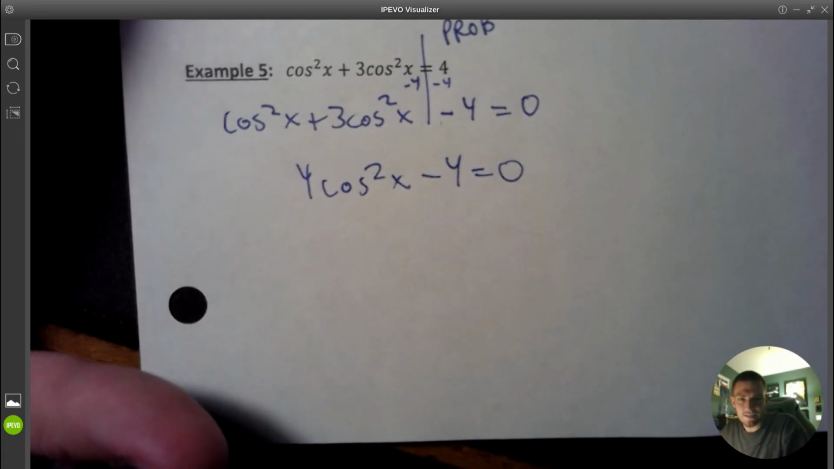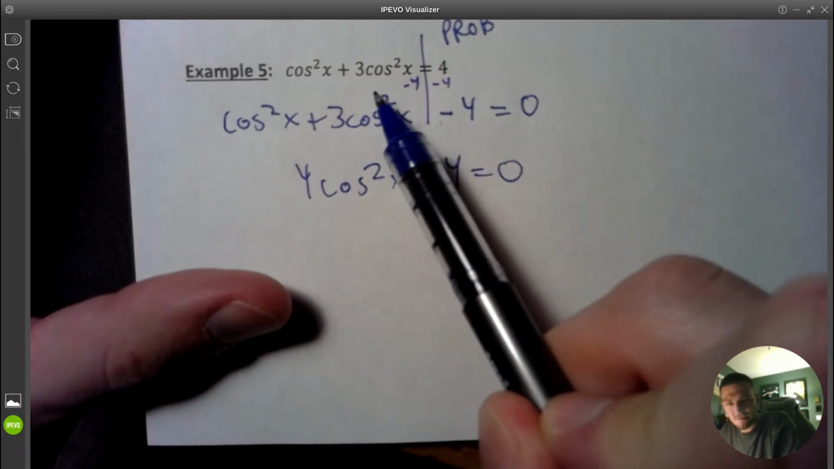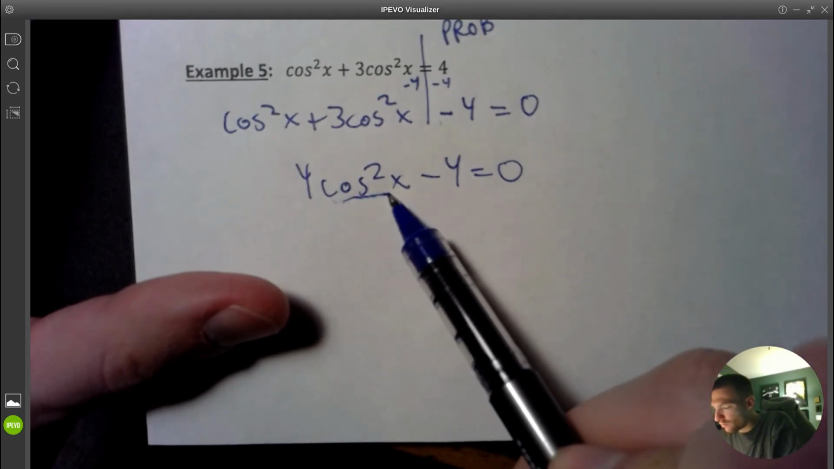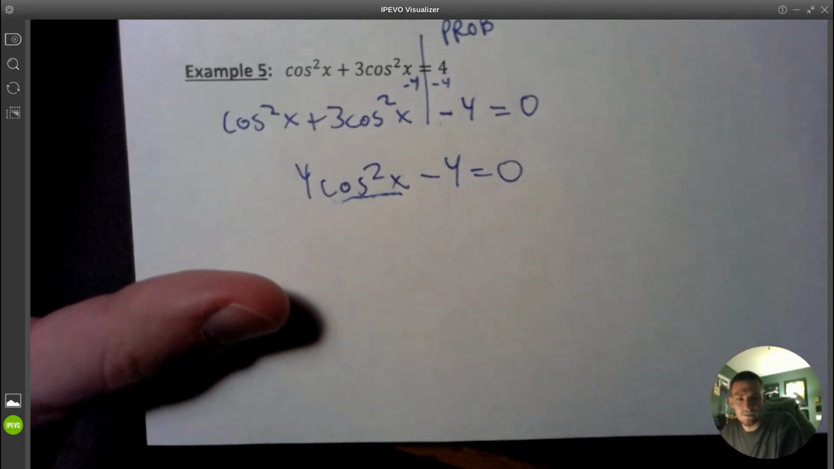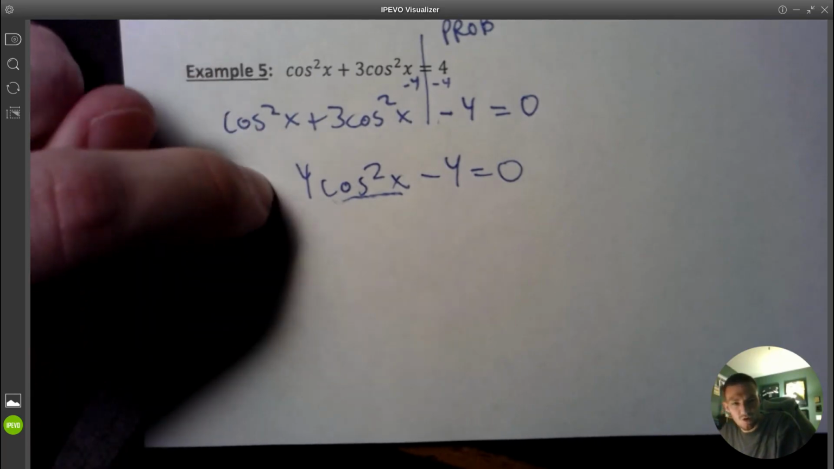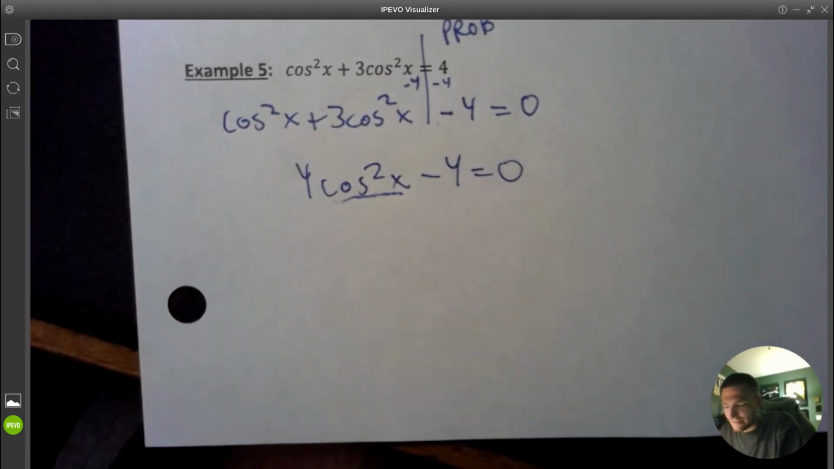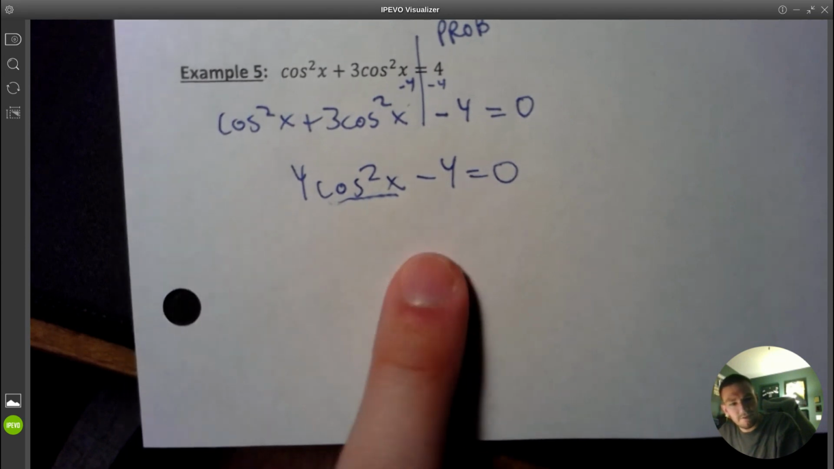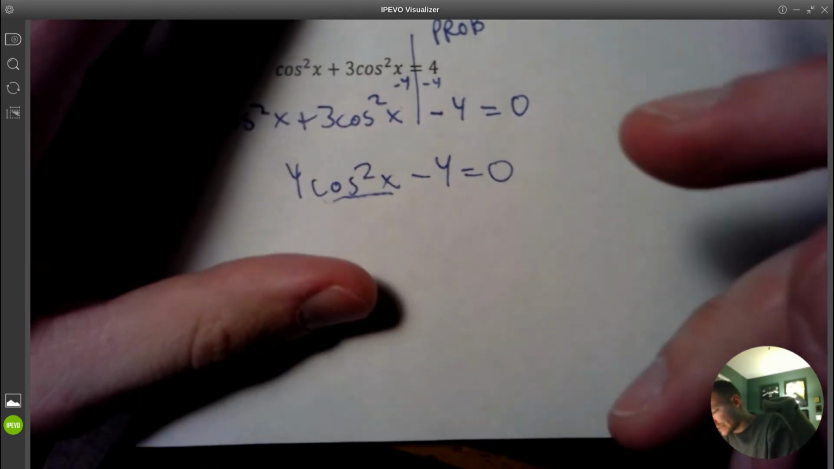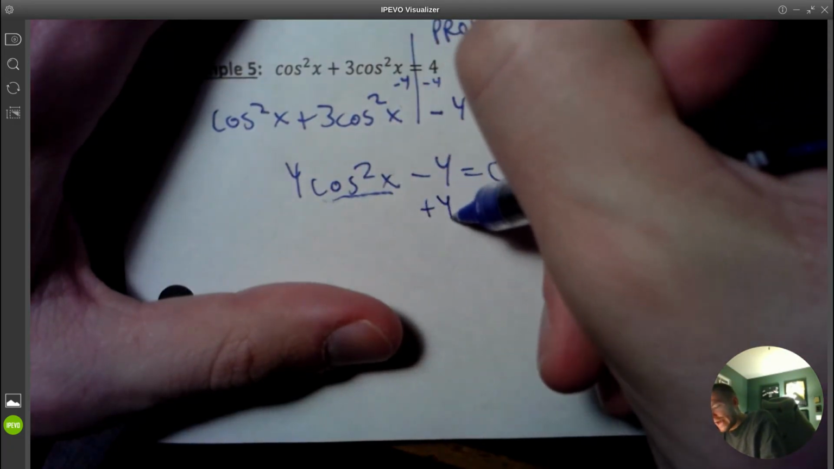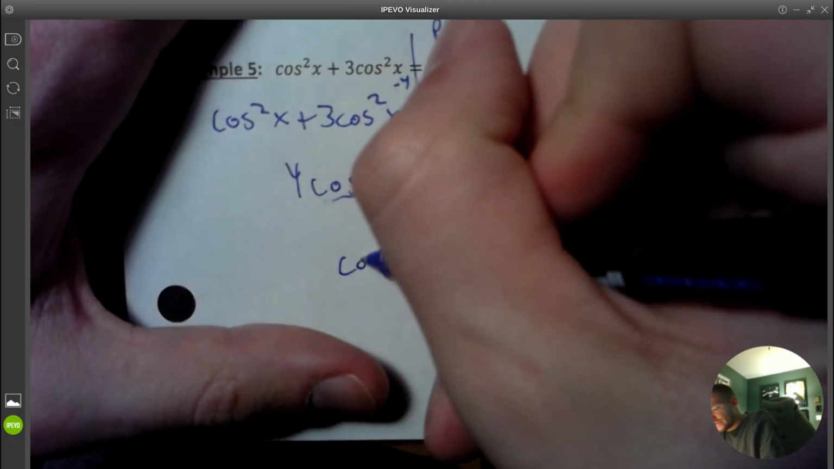Well, wait a second. I know I just moved this 4 over here, but now I only have one pile of cosines. This is not a trinomial where I have 3 piles. This is not a GCF where I have 2 different piles of cosine. I only have 1. Maybe I'm just being so weirdly critical this late. I'm actually going to go ahead and add this 4 back to the other side.